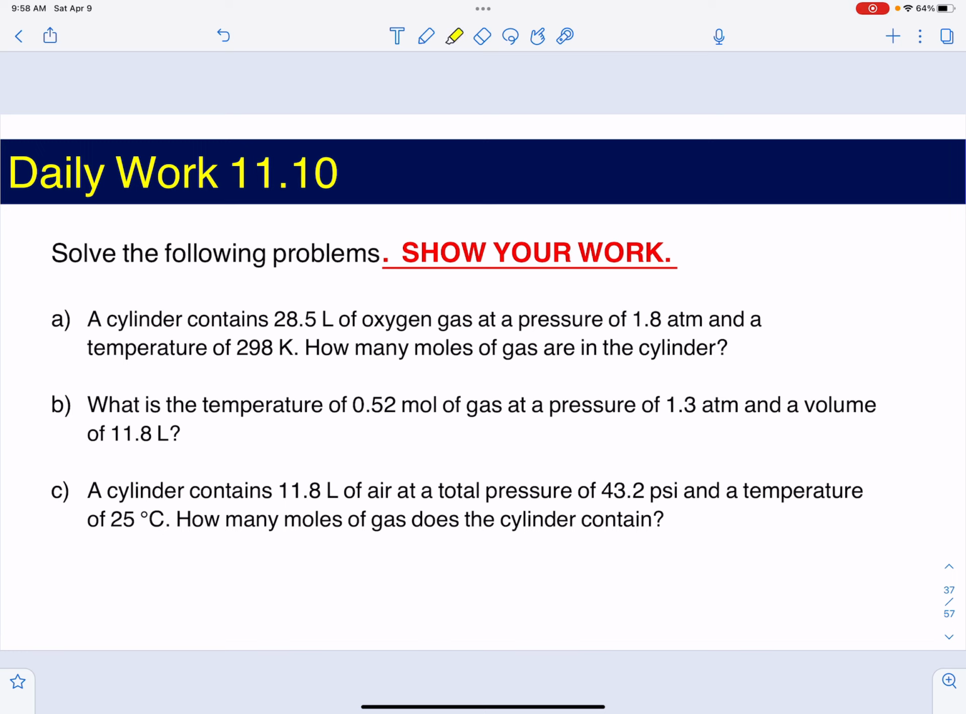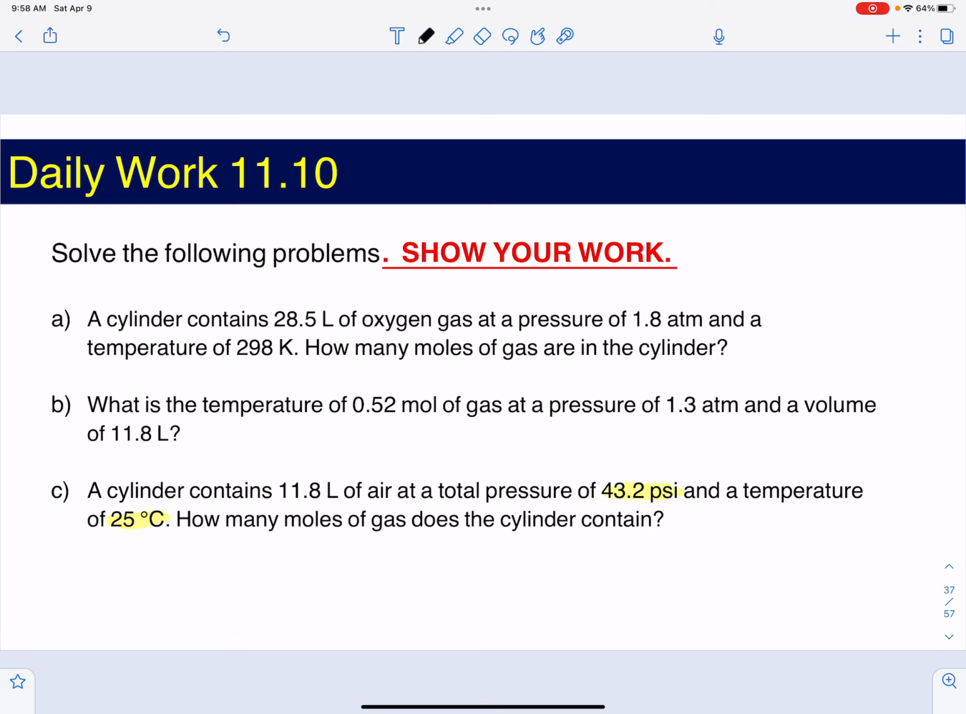Let me see if there are any hints that I need to give you. First one is straightforward. Second one is also straightforward. Third one, your pressure is in pounds per square inch, so make sure you change that to atmospheres. You know that all temperature has to be in Kelvin, so change that to Kelvin. And besides that, everything is straightforward.